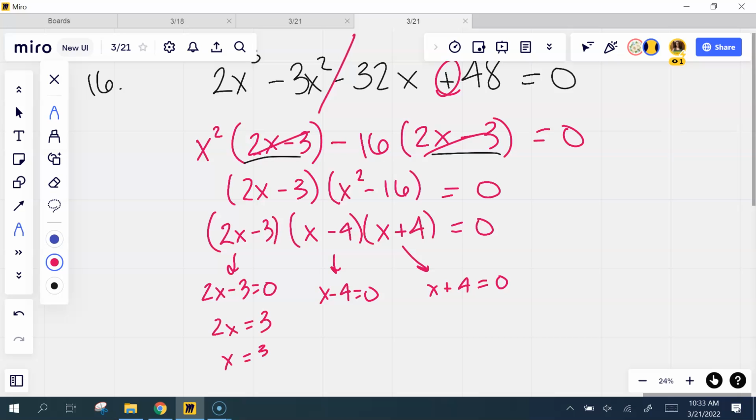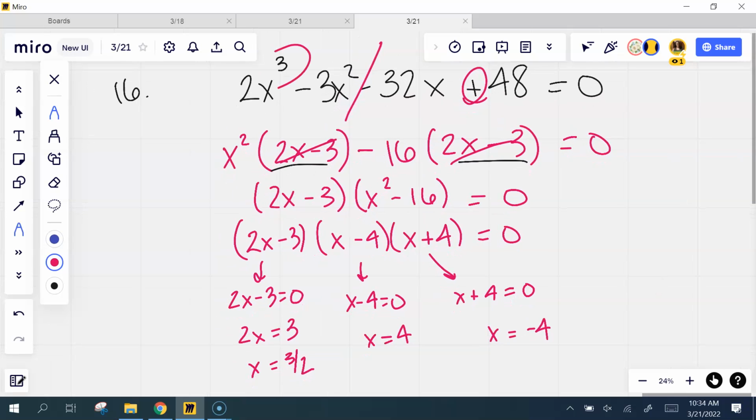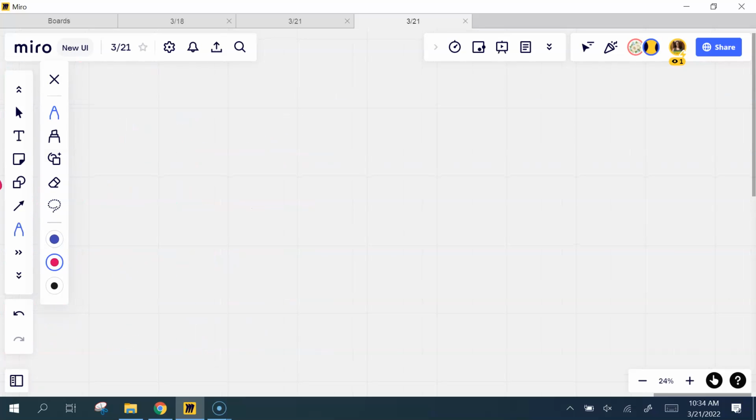I got 3 over 2, 4, and negative 4. How many was I supposed to get? 1, 2, 3. Y'all good? Anything else you see that looks confusing to you, that you want me to do before I set you loose? 12? Okay. Oh, because it's 6.